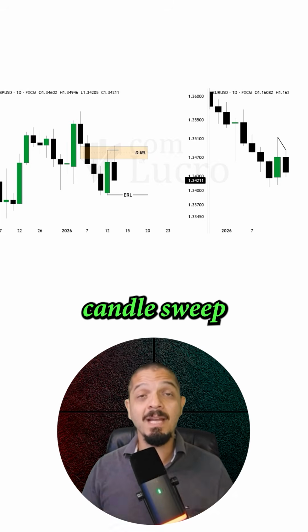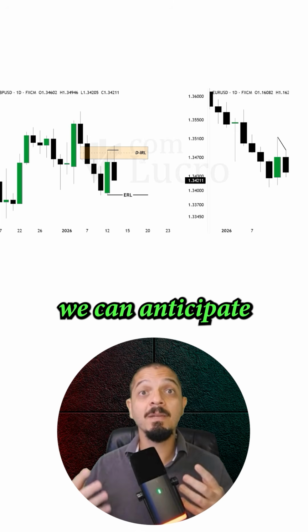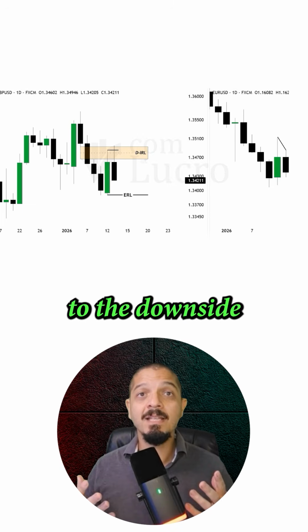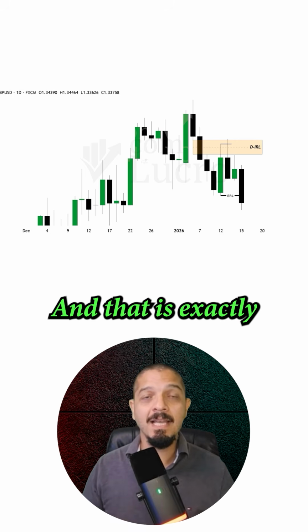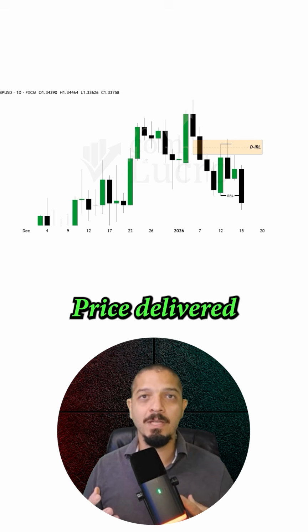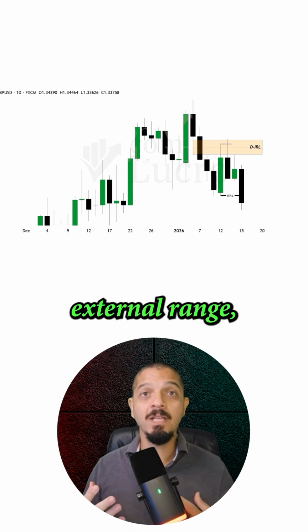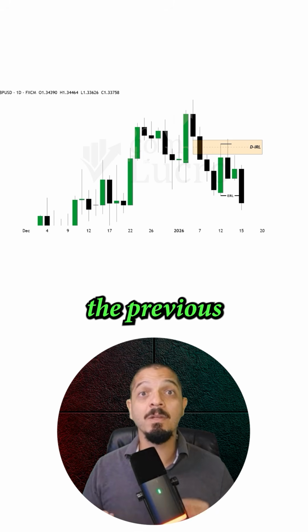After this Candle Sweep SMT forms, we can anticipate that the British pound US dollar is very likely to expand to the downside in the coming days. And that is exactly what happened. Price delivered a strong, impulsive move lower, taking out the daily external range liquidity and also the previous week's low.